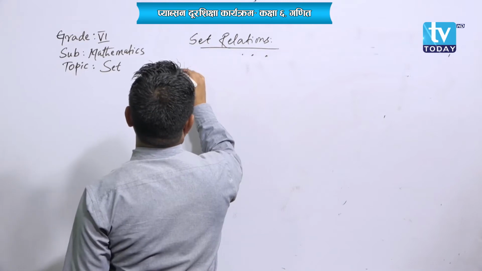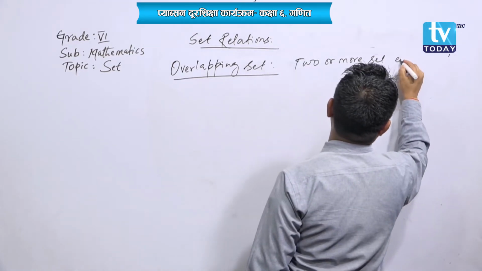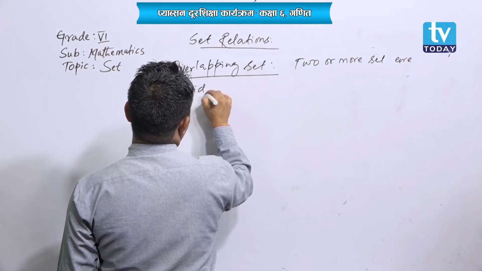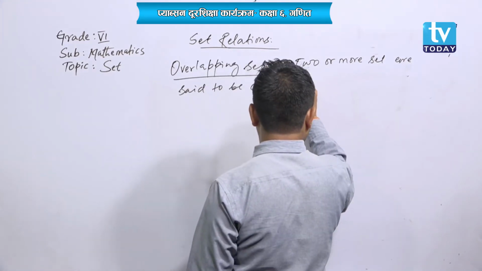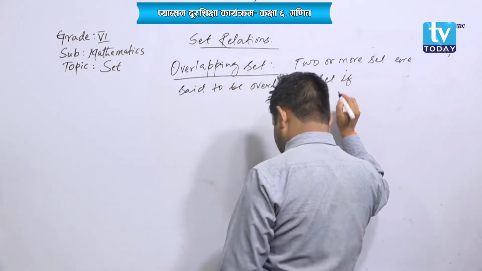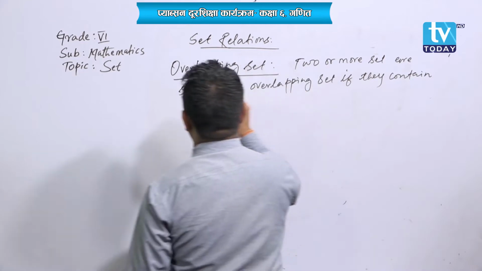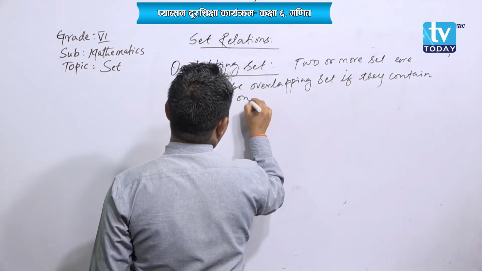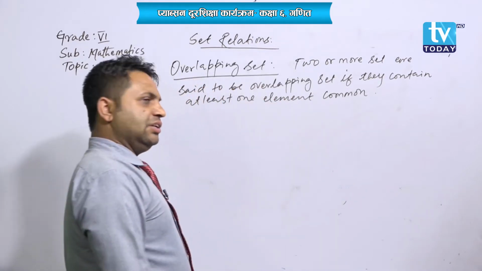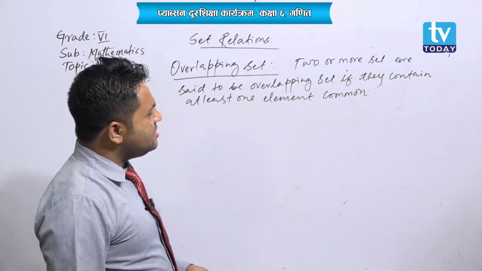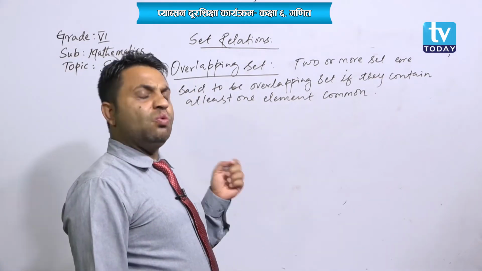Now overlapping set. Two or more sets are said to be overlapping sets if they contain at least one element common. Is that clear? There should be at least a minimum of one element common.